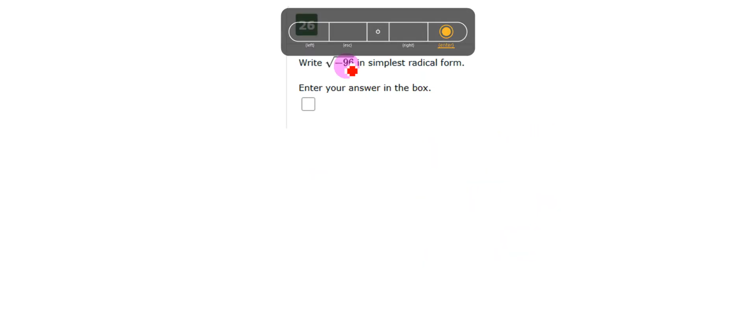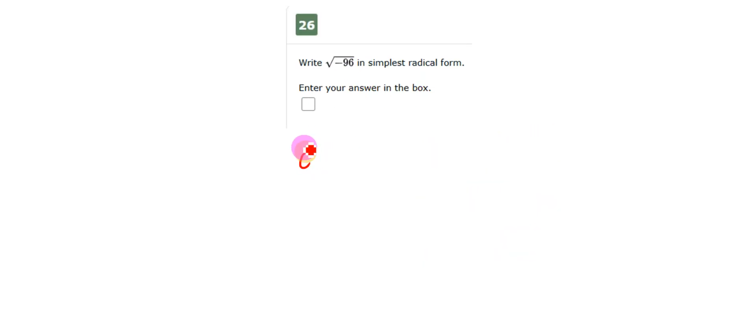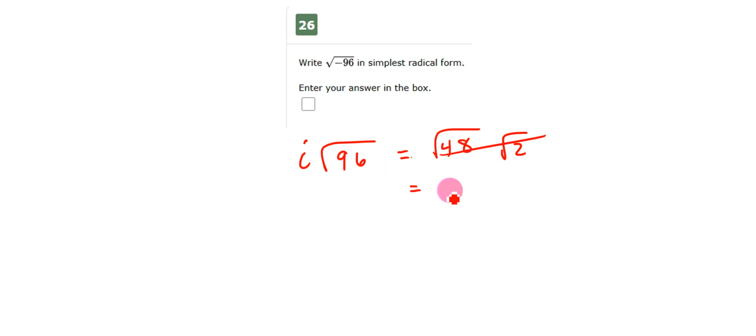Okay, now you're doing the same thing, just with a negative. Just start by putting i on the outside. That gets rid of the negative. Now we deal with 96. Start by dividing it by 2. So we'd have 48. Not a perfect square. Don't worry about that one. We could try 3.